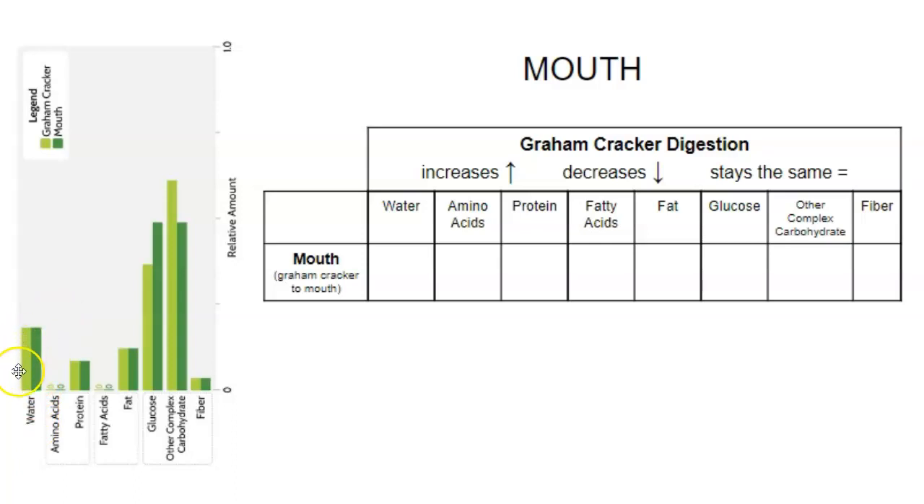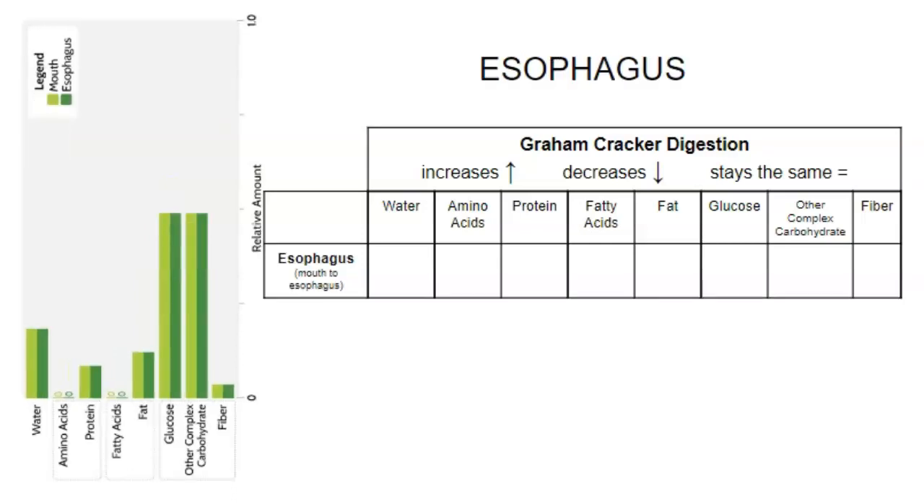So again, we're looking at the amount of, for this example, water in a graham cracker. And this is in the original graham cracker compared to when it's in the mouth. So the idea here is if there was less water, then water would be taken out in the mouth. The mouth would be doing something to take out that water. Let me give you another example.